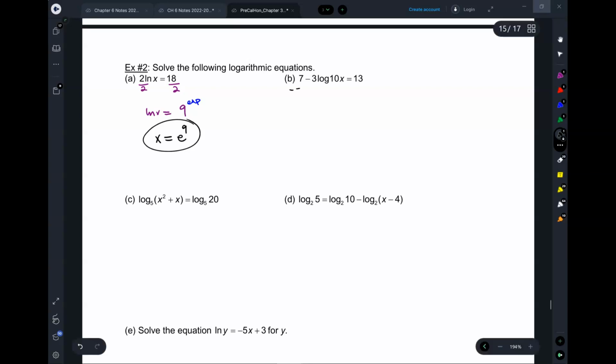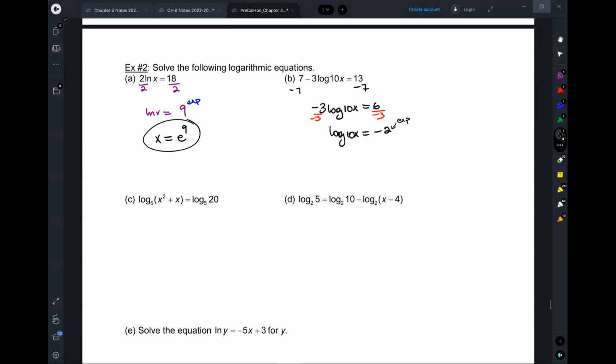All right, so we're going to subtract 7 here. So we're going to get negative 3 log 10x equal to 6. Divide by minus 3 gives me log 10x equal to negative 2. Now, again, I have a logarithm equal to something. The negative 2 is the exponent, right? What's the base of this logarithm? 10. So now I have this inside equal to 10 to the power of negative 2. Okay?